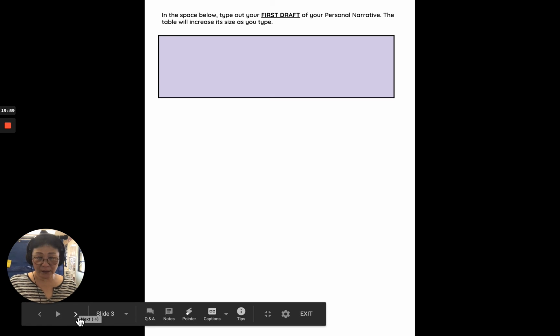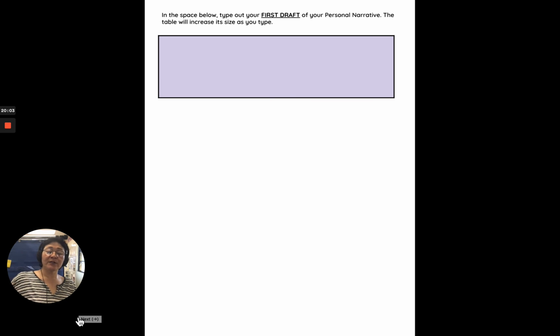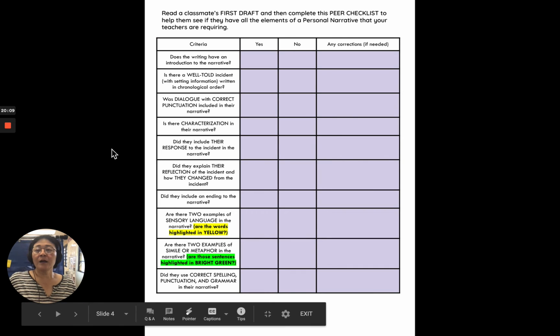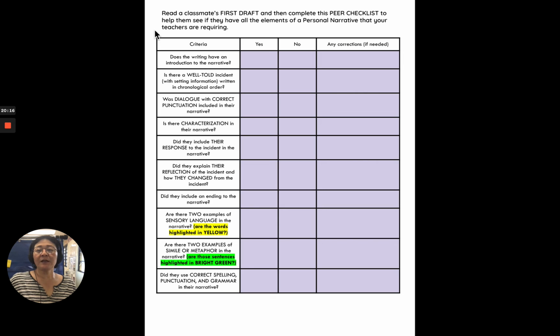But I'm going to keep going because I'm going to talk to you now about the next part that is taking you into your summative. So your formative and your summative are kind of linked together. On Tuesday, you are going to be sharing your first draft with a classmate, and they are going to read your writing, and they are going to look and complete this peer checklist.